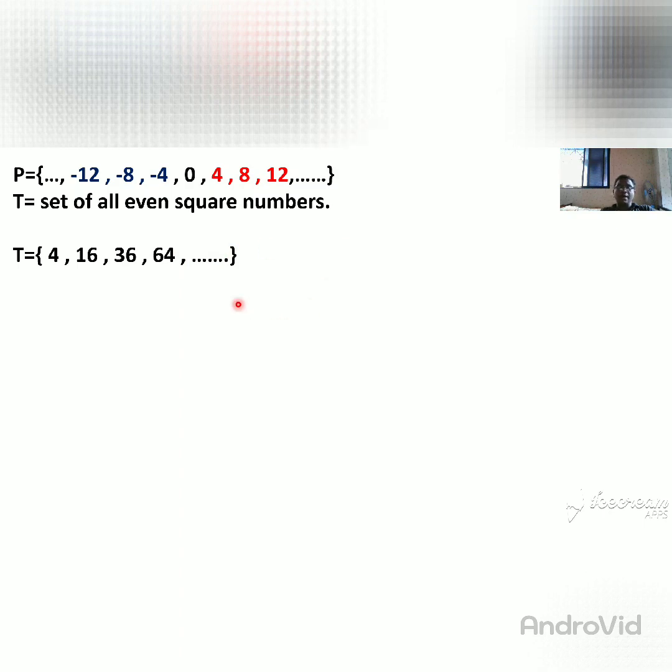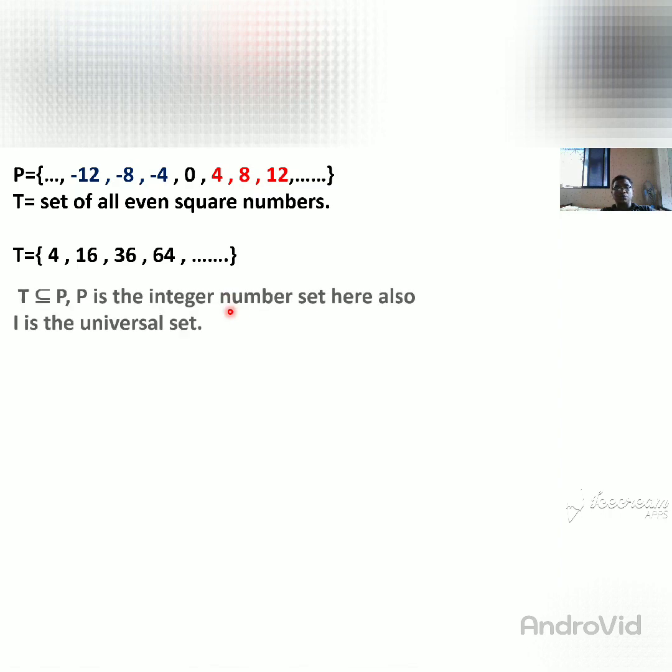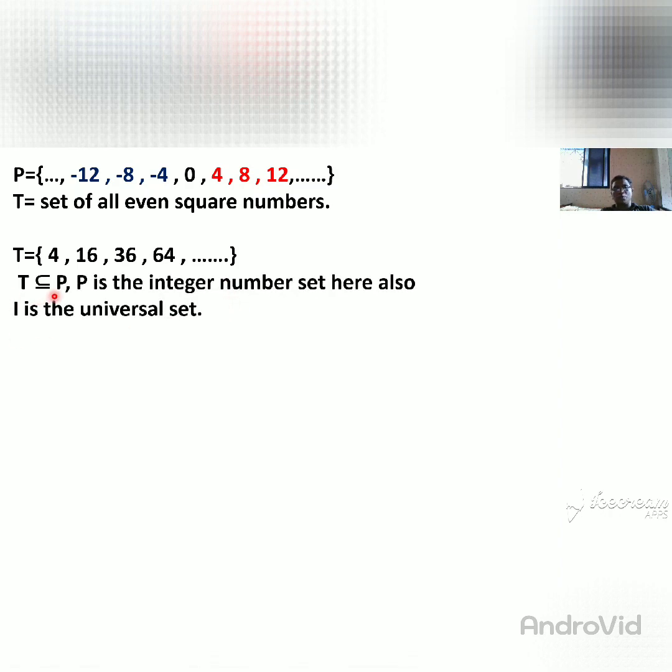There is a possibility of positive as well as negative numbers also. So T is a subset of P, because whatever elements are here, 4, 16, 36, they are in the set P. So T is a subset of P. P is the integer numbers. So the integer set is a superset of both sets. So I is the universal set of the P set and T set. Is that clear? Why is it the universal set? Because they have positive numbers as well as negative numbers. So it is the universal set I.